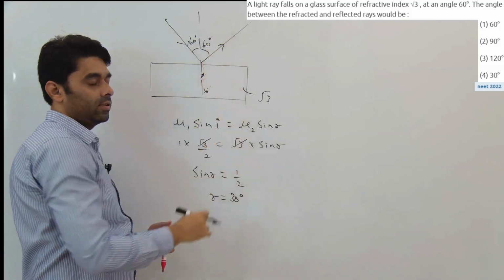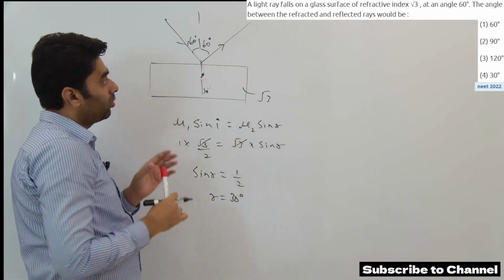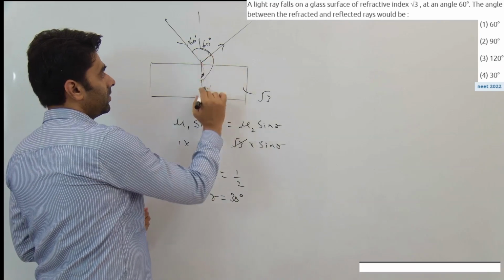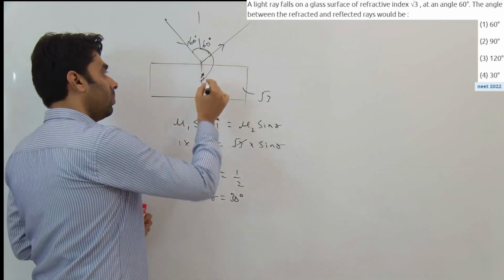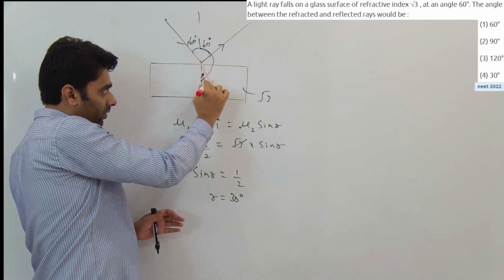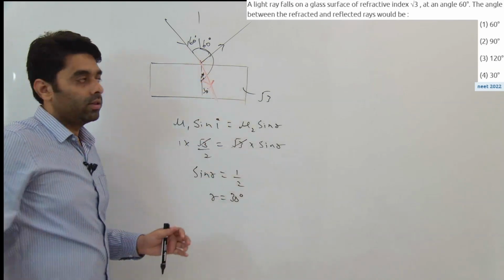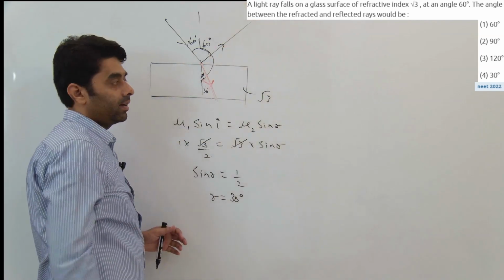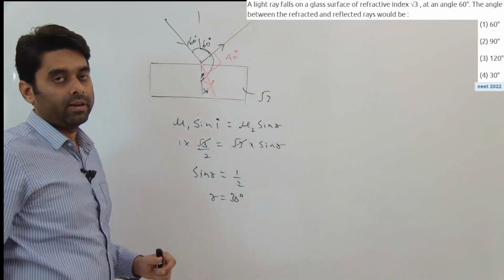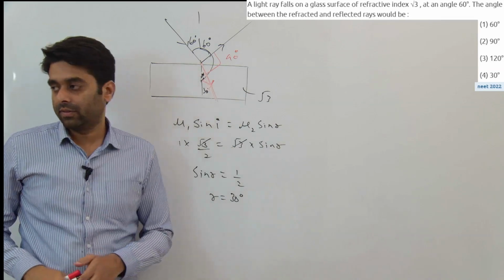This is 60, this is 30, that makes 90, right? And the total angle we know is how much? 180. From this, 60 plus 30 is 90. That means, how much is the angle between, this is your refracted ray, I hope it's visible in red color to you guys. This is your refracted ray and this is your reflected ray. So the angle between reflected and refracted rays is 90 degrees.